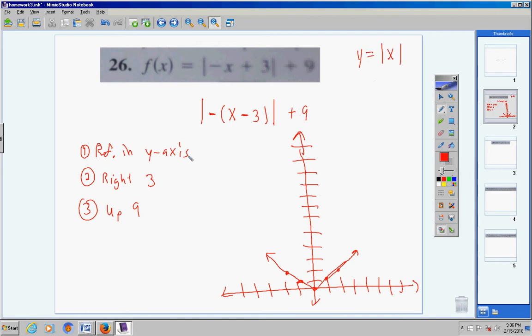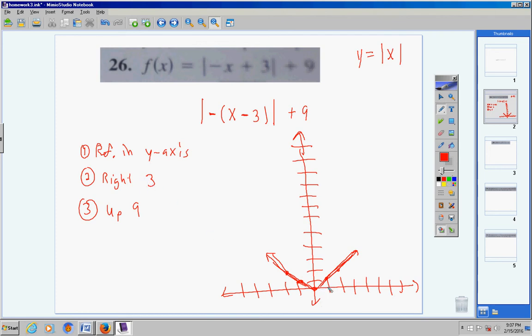Now, first of all, we reflect it in the y-axis. Well, guys, if you do that, nothing changes. Do you not see that? If you reflect this in the y-axis, it's just going to flip around the y-axis. So this will go over here, and this will go over here. So nothing changes. Now we're going to go to the right 3 units.